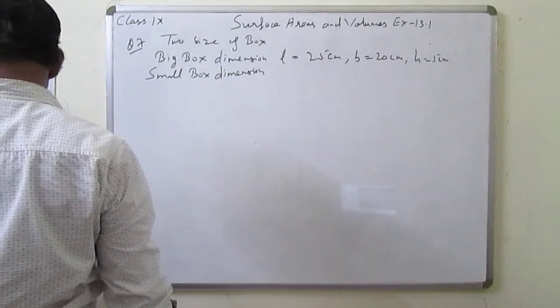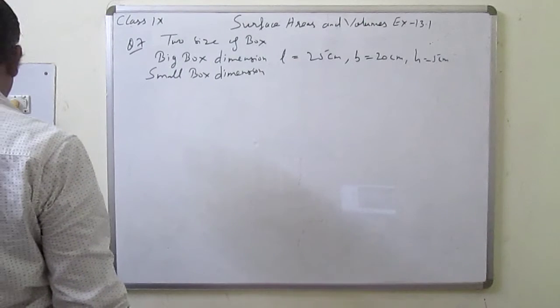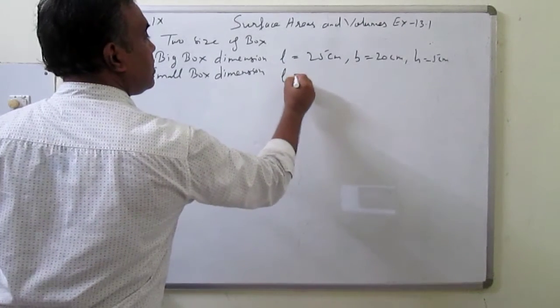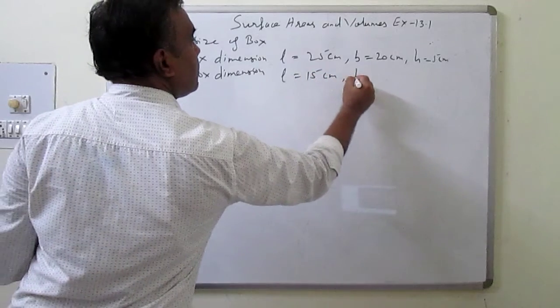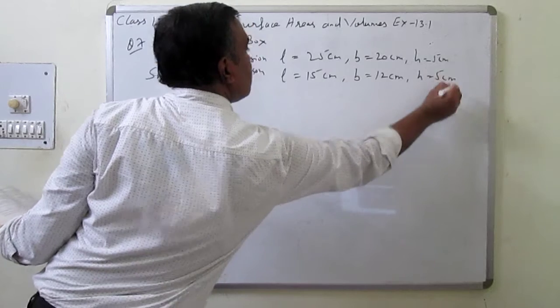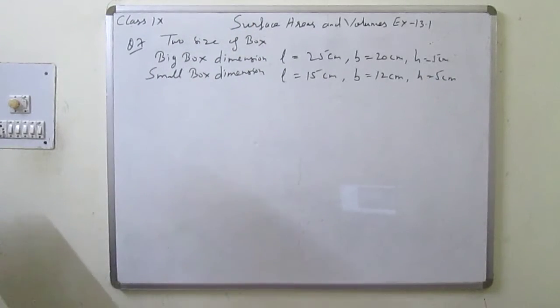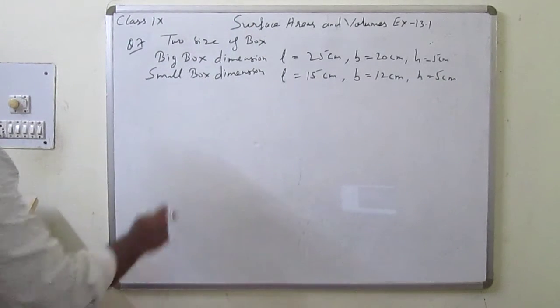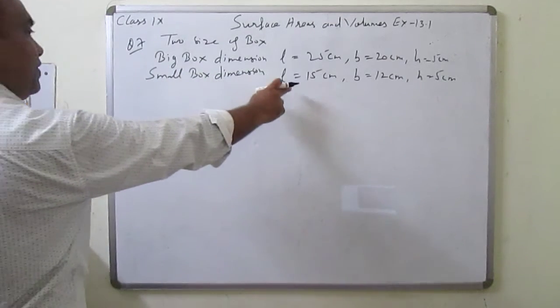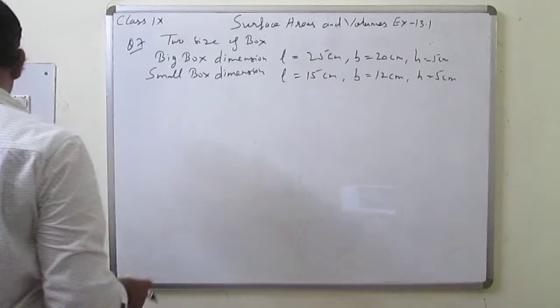This is the bigger box dimension, and the small box dimension is 15, 12, 5. Length is 15, breadth is 12 and height is 5 centimeter. These are the two dimensions of boxes. Bigger box is 25, 20 and 5; small box is 15, 12 and 5.